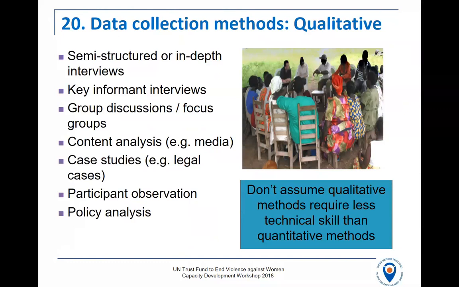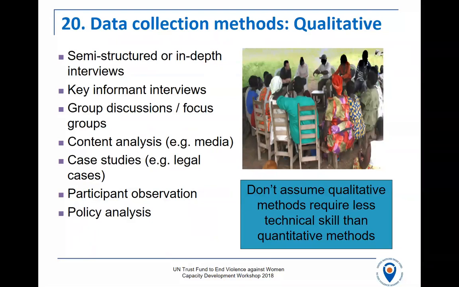For qualitative methods, which is when you're looking at people's opinions and perspectives, this is when it's mainly about interviews, group discussions, talking to people to get case studies, observing participants or analyzing policies. So this is when you're looking at the quality. And please don't assume that these are simpler than the quantitative. You have to be trained and have technical skills to interview people.